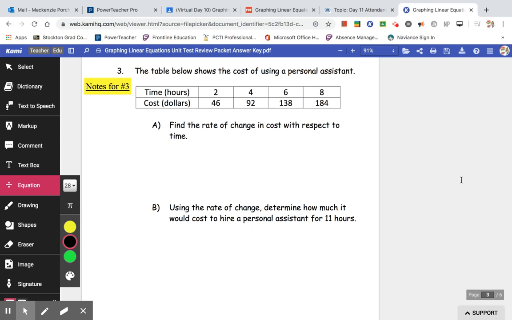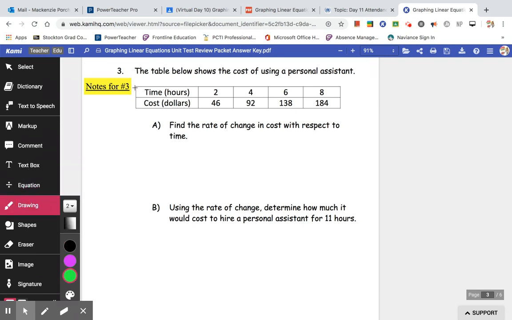Okay, so question number 3 is also going to be a slope problem. It says rate of change, but we know that that is the same idea as slope. So again, slope is rise over run. But in the case of this problem, we almost always think of our time as our x, and our cost is always like the y. So we know rise is like our y, run is our x.